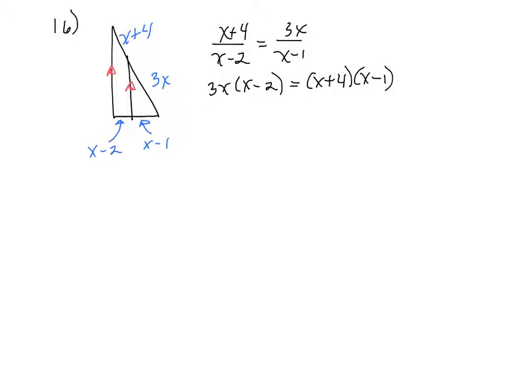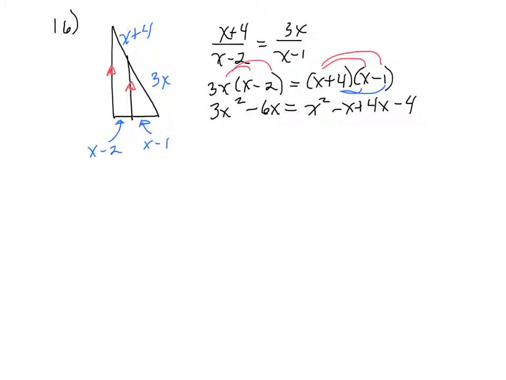So you're going to distribute your 3x into the parentheses, and so you get 3x squared minus 6x equals, then you've got a FOIL here. Multiply the x to everything inside the parentheses, so you get x times x is x squared, x times negative 1 is negative x, and then we want to distribute the 4 into parentheses. And so we get 4 times x is positive 4x, and 4 times negative 1 is negative 4.